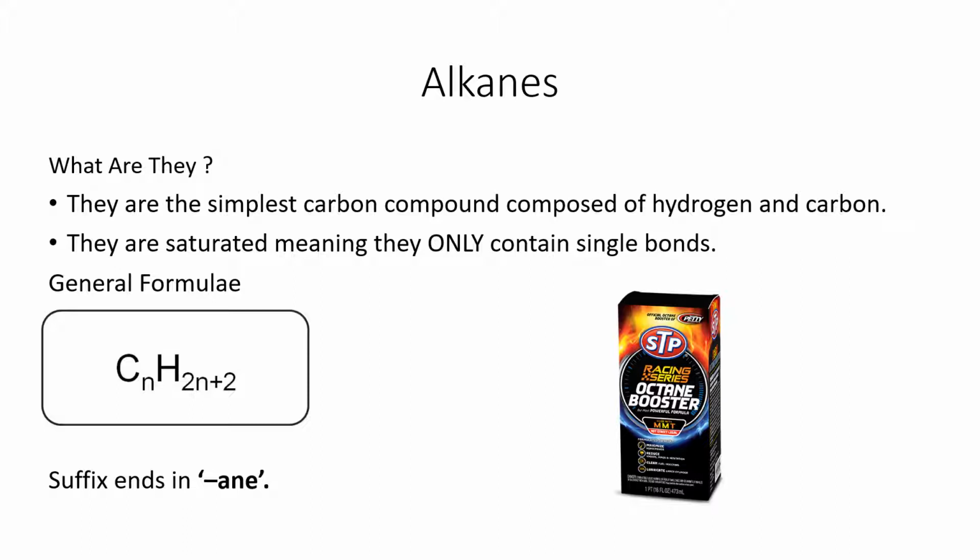Alkanes are the simplest carbon compounds you can find, and they're composed of hydrogen and carbon. They're saturated, meaning they only contain single bonds, and this is the general formula. This denotes that for every carbon atom you can find, there's twice the number of hydrogens, plus 2. Now this is octane. Octane is the most famous alkane you can find. It's used in cars.